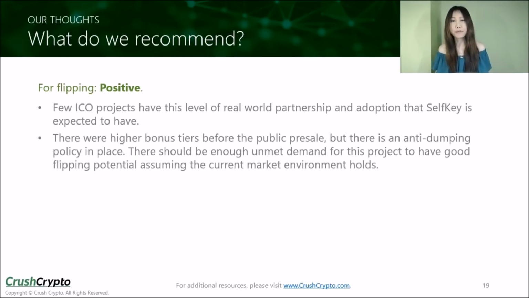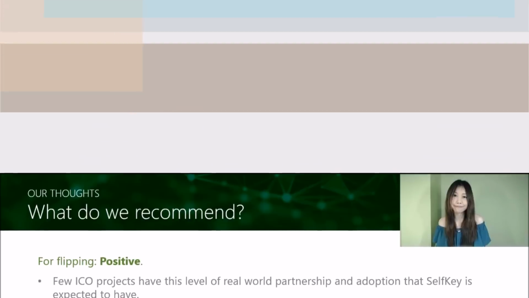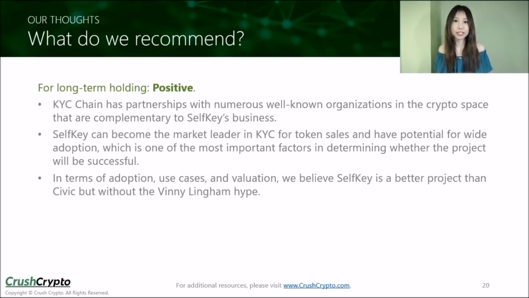From an investment perspective, we have a positive view on flipping. Very few ICO projects have the same level of real-world partnership and adoption that SelfKey is expected to have. Some investors may be concerned with the pre-sale bonuses as summarized in this table, but the team has an anti-dumping policy in place to partially mitigate this. For example, to qualify for the highest bonus tier, half of the tokens must be locked up for 6 months to prevent dumping after the token has listed. We believe there will be excess demand for the project, which could provide good flipping potential, assuming the current market environment holds. For long-term holding, we also have a positive view.